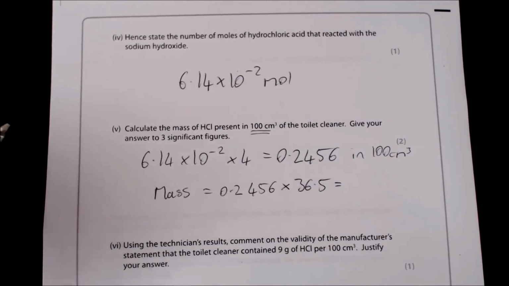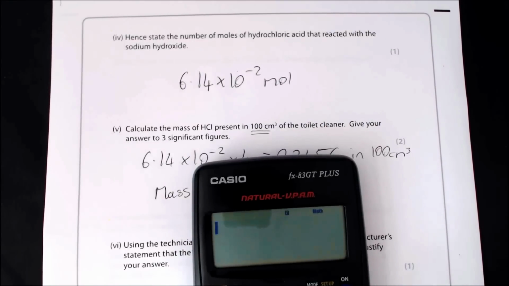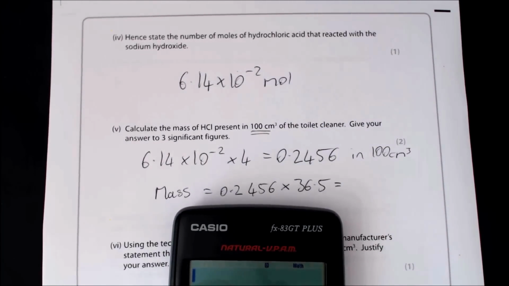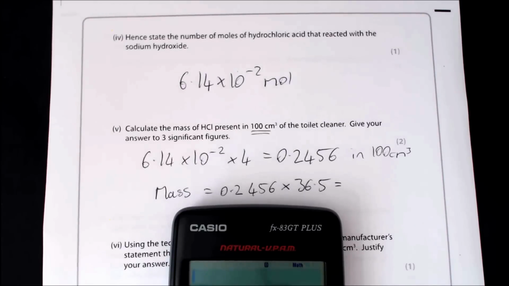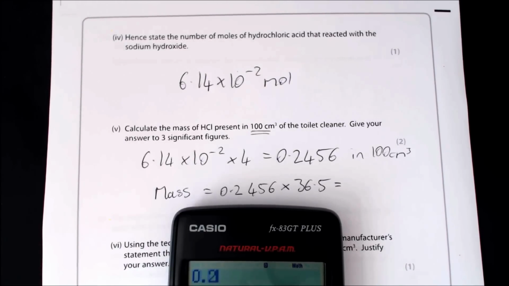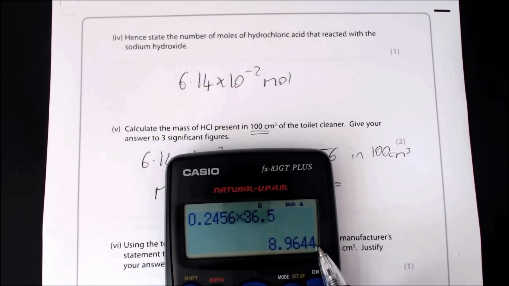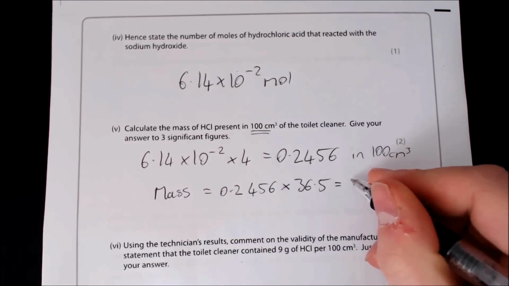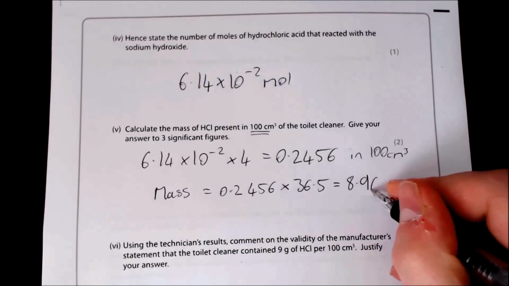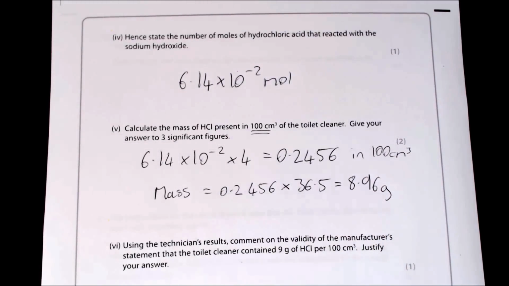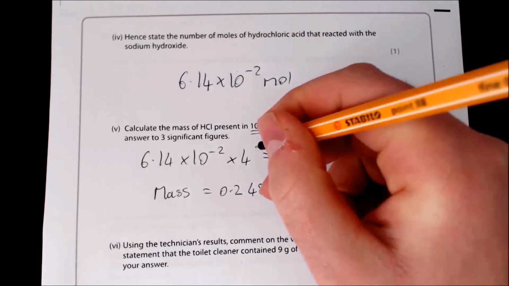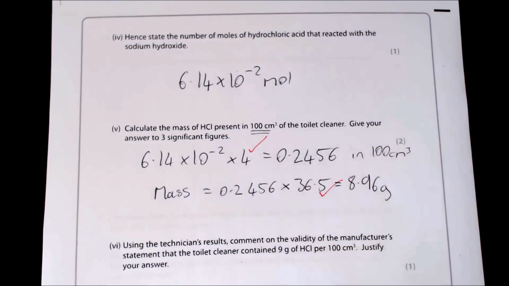And then let's bring our calculator back in. So we should have 0.2456, and we're going to multiply that by 36.5, and we should get 8.9644. I'm just going to round that, so 8.96 grams. It's 2 marks, so you get 1 mark for multiplying by 4, and then 1 mark for this equation here. So that's where you get your 2 marks for that one.